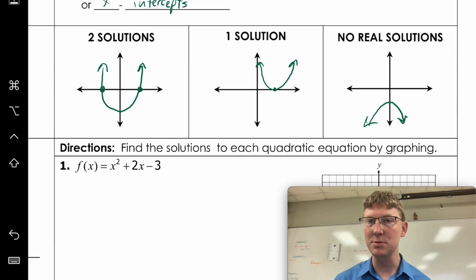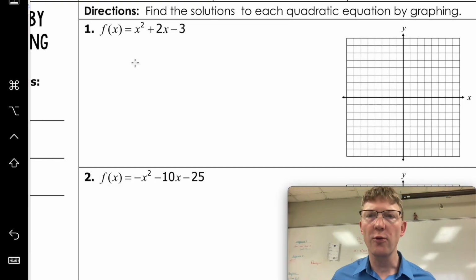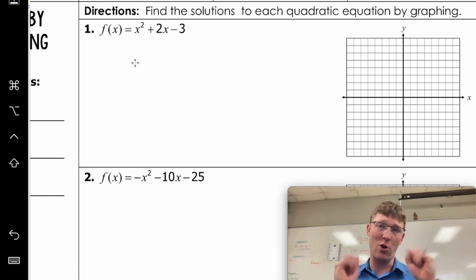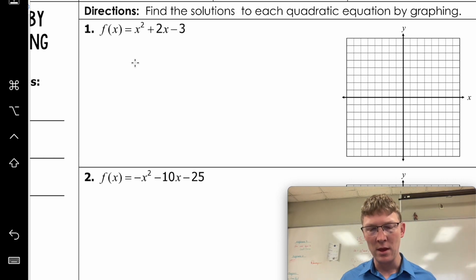So let's try some examples. For our first couple examples, all we're going to do is solve by graphing. We've learned a variety of different ways that we can graph. There's what I like to call the spray and pray method, where you just throw points at it and see where they land. We can be a little bit more strategic than that. We can use the vertex method.